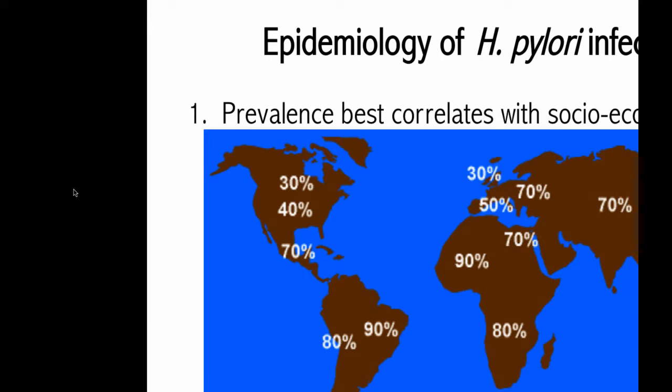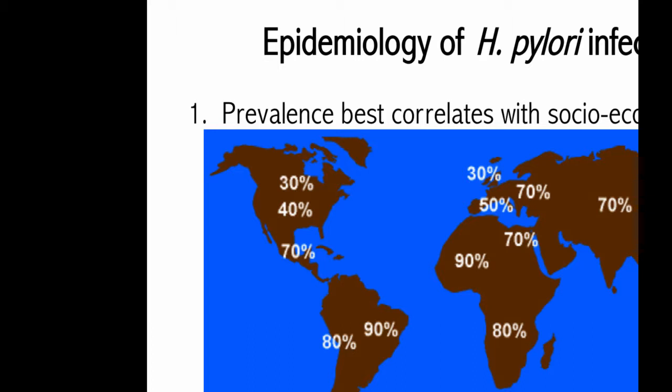Welcome to part 4 of the set of presentations on Helicobacter pylori. In this fourth part, we're going to look at the epidemiology of Helicobacter pylori infections. So the first of 5 points to make here is that prevalence is best correlated with socio-economic status.